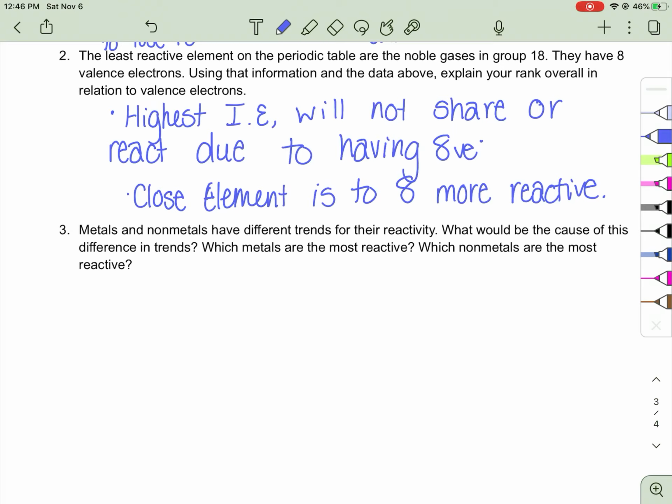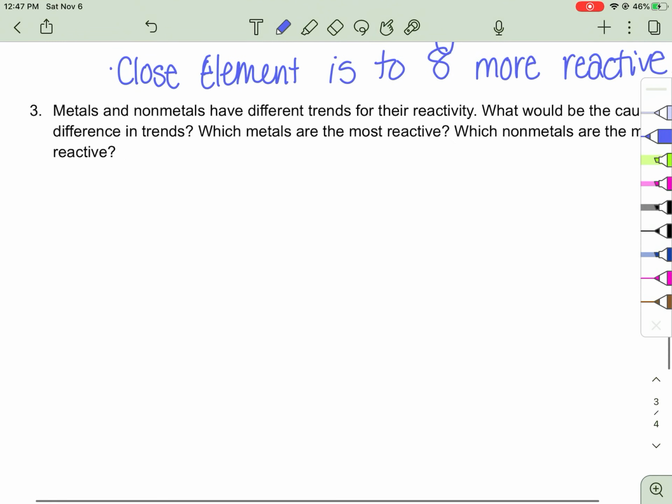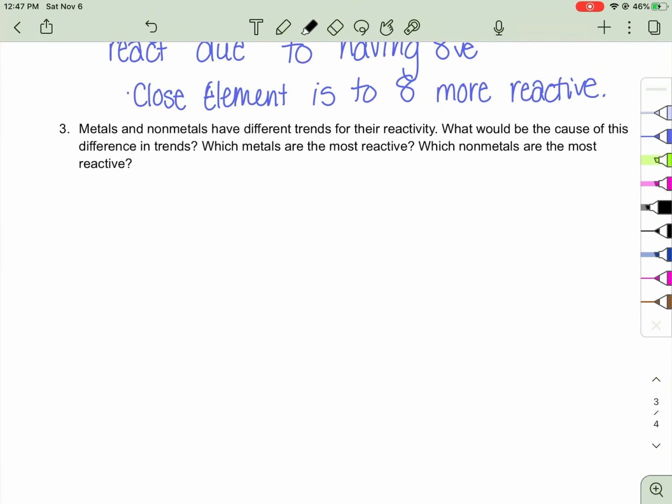It's very easy. The lower the number of valence electrons for metals, only metals, we're looking to the left right now on the periodic table, the lower the number of valence electrons, the more reactive they are. This is because the ionization energy gets lower. It's easier to steal their electrons. So that would be your answer to this part.